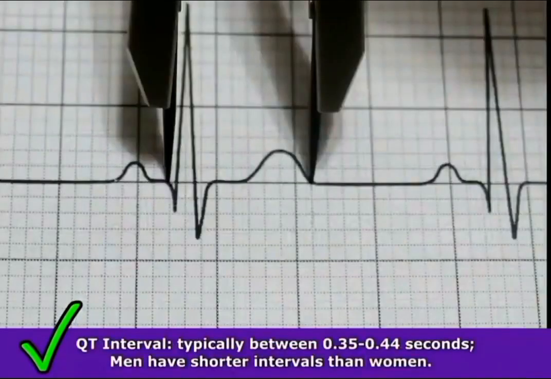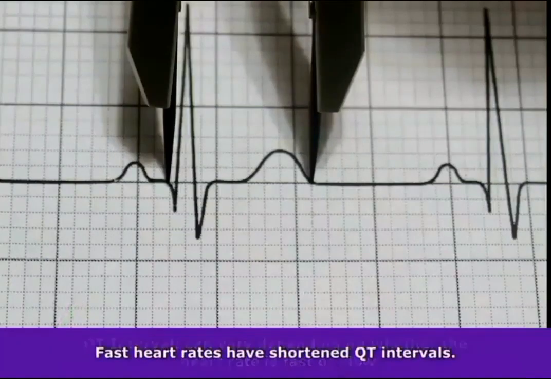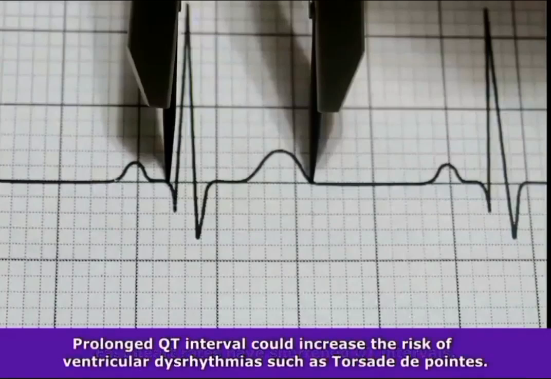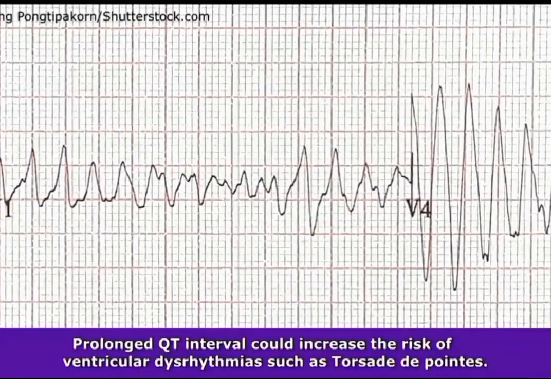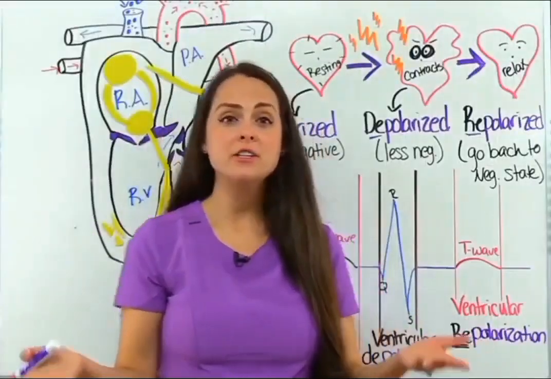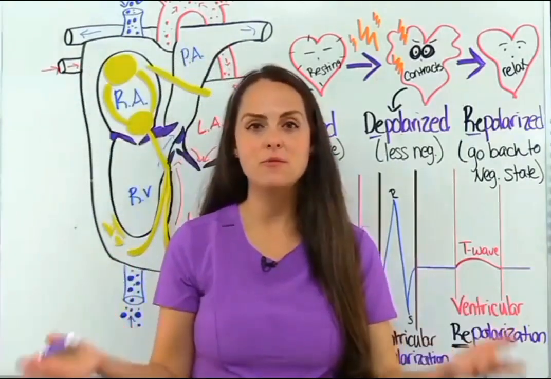And lastly, the QT interval. With this, you're looking at the measurement. Typically, it's anywhere between 0.35 to 0.44 seconds, and men have shorter intervals than women, and it really varies depending on if it's a fast heart rate or a slow heart rate. Fast heart rates have shortened QT intervals, and a prolonged one could increase the risk of ventricular dysrhythmias, like torsades de pointes. Now let's apply this information we have learned about this PQRST complex and analyze a rhythm.